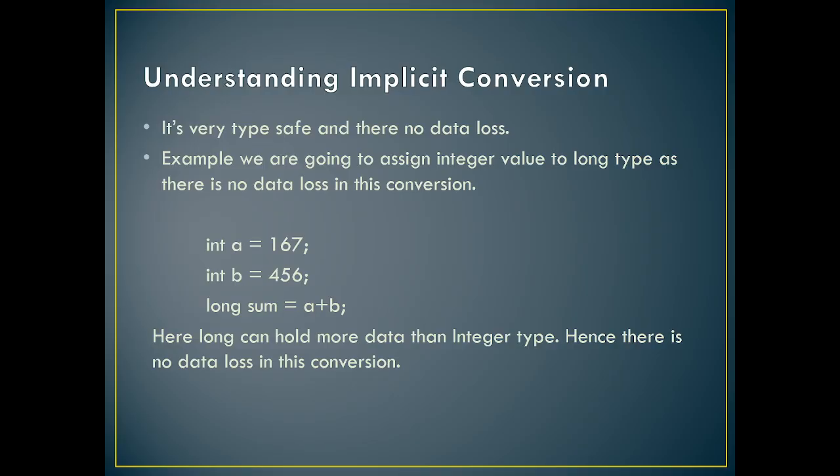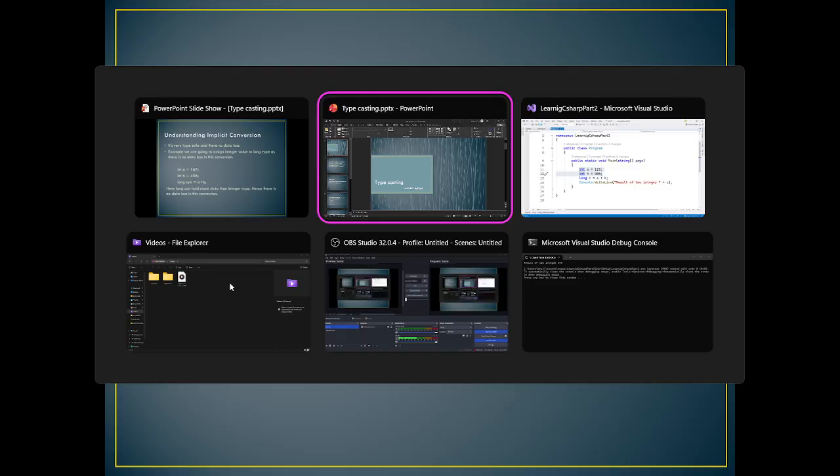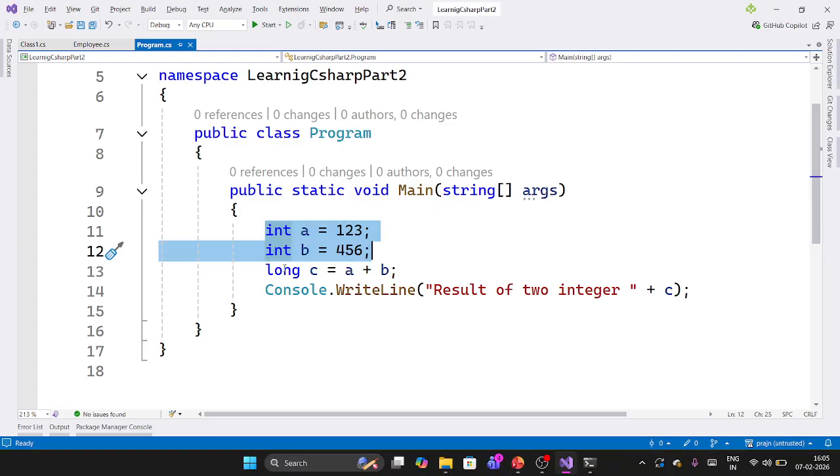Let's understand implicit conversion. It's a very type safe conversion. There is no data loss. It means implicit conversion happens automatically when the conversion does not require any extra code. Implicit conversion works when the target type is larger than the source type. Here, long is considered as the target type, whereas integer is considered as the source type. Let's flip to Visual Studio for more understanding.